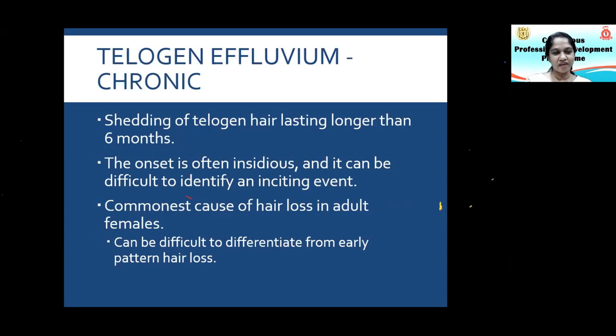Actually, chronic telogen effluvium is the commonest cause of hair loss in adult females, but sometimes this can be difficult to differentiate from early pattern hair loss. Actually, what we call pattern hair loss is the balding process. This happens both in females and males, but in males there's a typical pattern, but in females you get this as a diffuse hair loss.